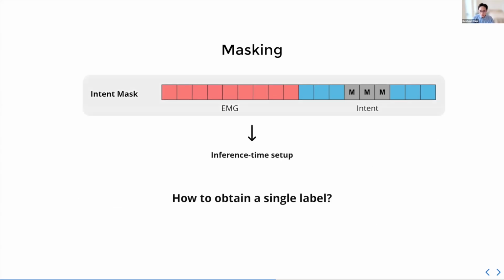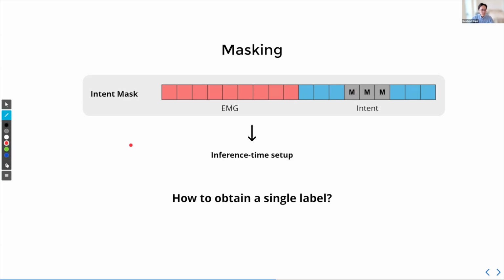And now, if you notice, the first case where intent is masked and EMG is given is actually the inference-time setup, right? So at inference time, you only have the EMG, you're not given the intent. In fact, at inference time, the entire intent segment is fully masked, right? So all of these should be masked. This entire segment should be masked out.